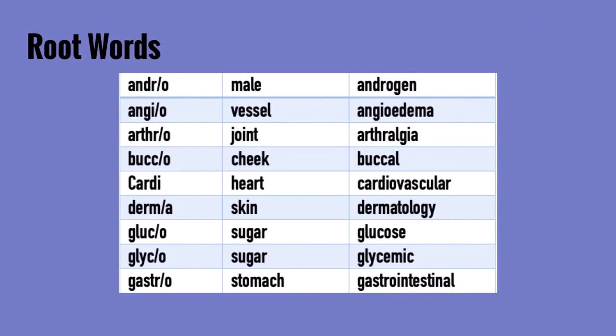Bucc, that's going to be cheek, so buccal. Card or cardi, that's heart for cardiovascular. Derm or derma, skin for dermatology. Gluc is sugar. Glyc is also sugar, so you may see glucose, glycemic. They kind of are interchanged with each other. Gastro is stomach, so gastrointestinal.